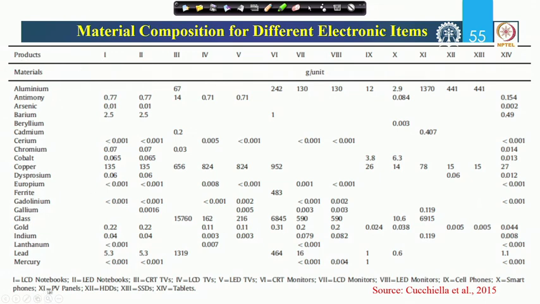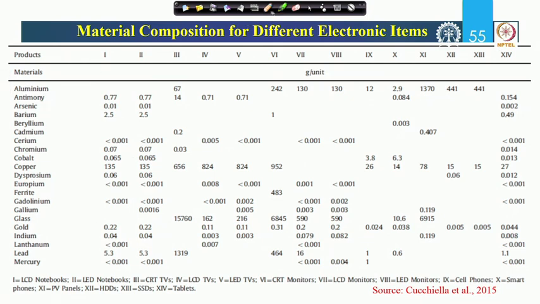One is the LCD notebook, 2 is LED notebook, 3 is the CRT, 4 is LCD TV, 5 is LED TV, 6 is CRT monitors, 7 is LCD monitors, 8 is LED monitors, 9 is cell phone, 10 is a smartphone, 11 is photovoltaic panels, 12 is hard disk drive, 13 is SSD drives, and 14 is the tablet computers. And here are the materials.